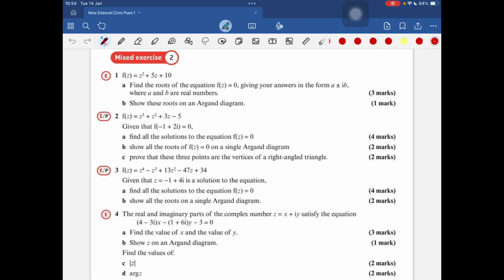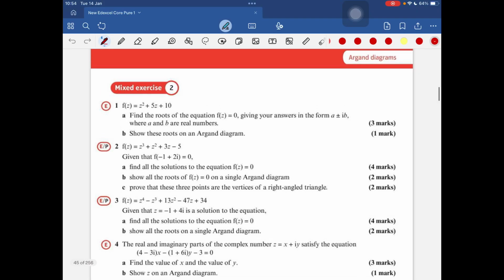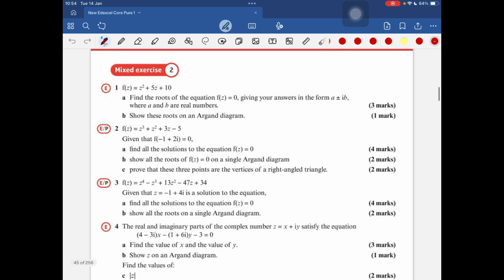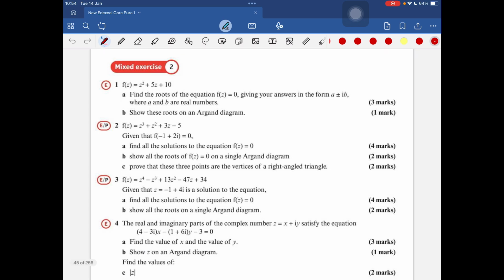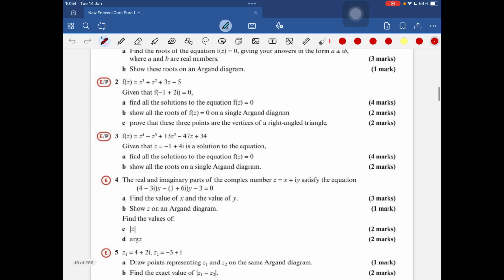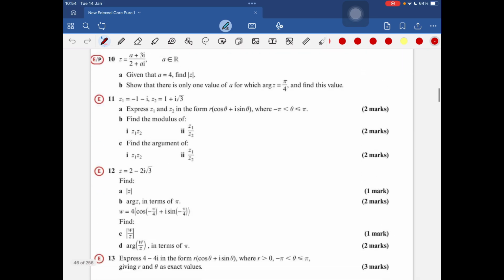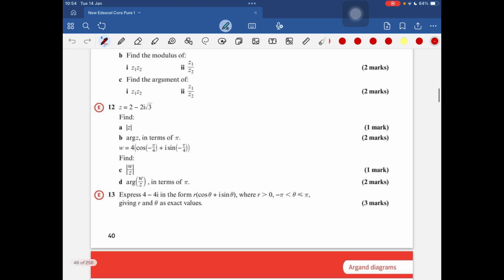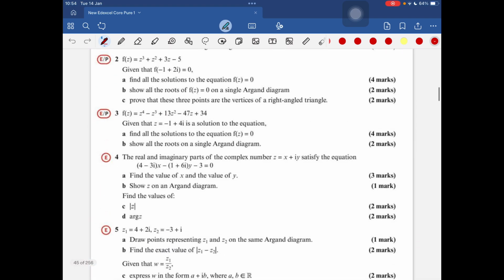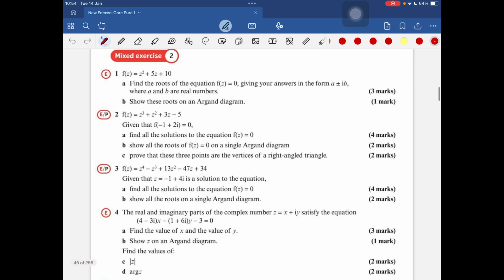This is Core Pure 1, Chapter 2, Argand diagrams, and Mixed Exercise 2. But there are too many questions here, so I may do only E and P together. So number 2.